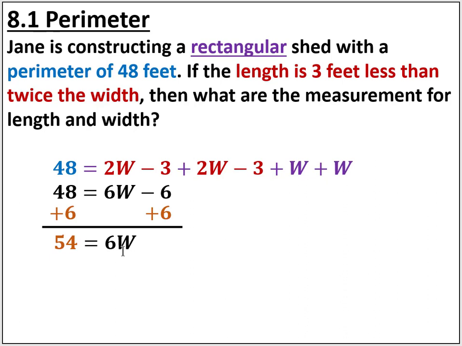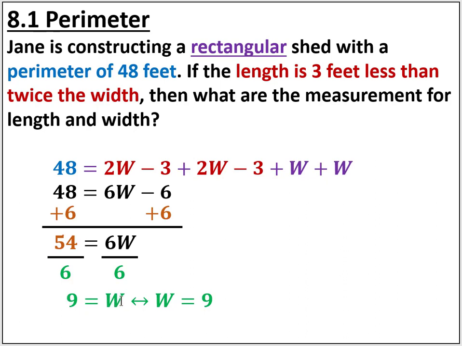Then, to solve for W, I want to divide both sides by the coefficient in front of W, which is 6. So here I'm dividing both sides by 6. So when I divide both sides by 6, on the left, 54 divided by 6 will be 9. And then 6W divided by 6 will just be W. So here, I have 9 equals W. Now I rearrange it so I have the variable on the left and the number on the right, so W equals 9.